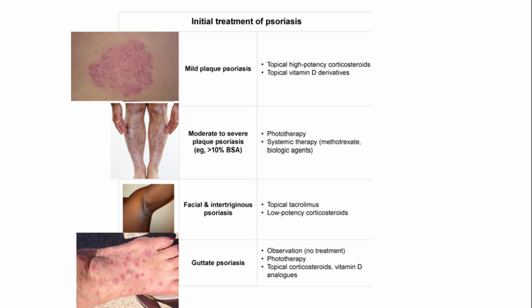Facial and intertriginous psoriasis: because these areas are sensitive, avoid high-potency steroids. Instead, use topical tacrolimus or low-potency corticosteroids. Finally, guttate psoriasis. This form often follows a streptococcal infection and may resolve spontaneously. Treatment options include observation with no treatment in mild cases, phototherapy, topical corticosteroids and vitamin D analogs.